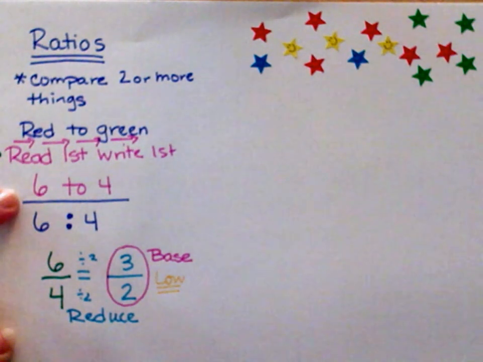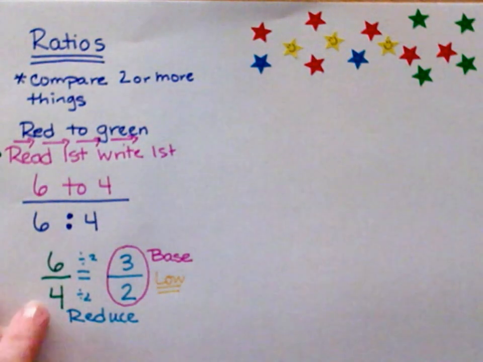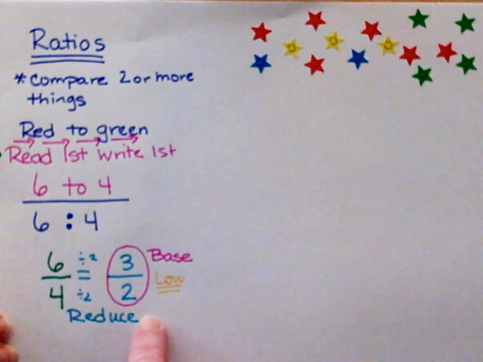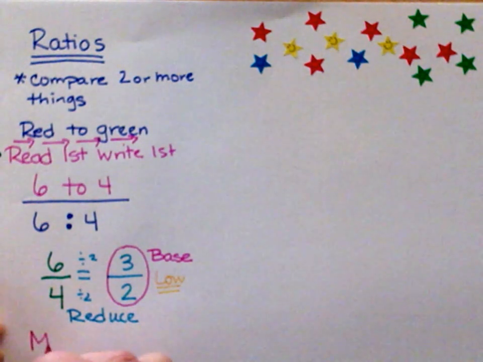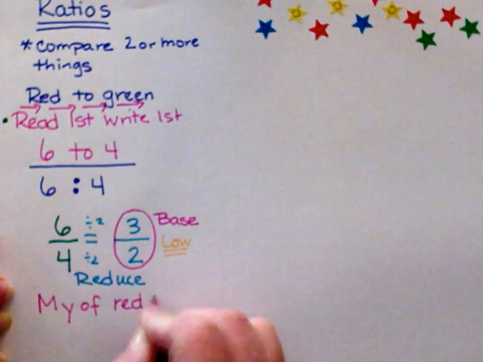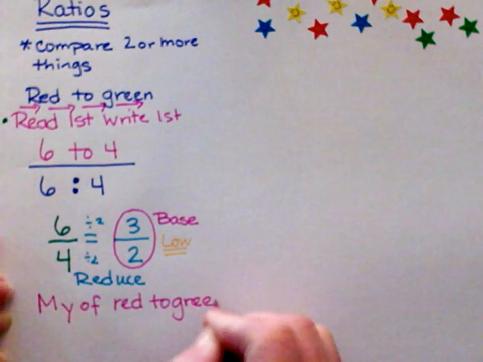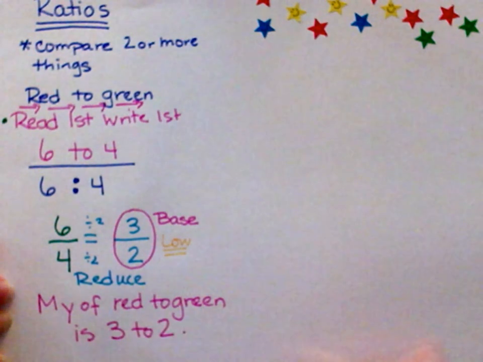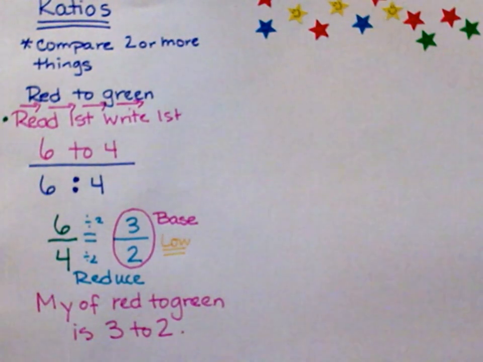So my first number, we can represent it as a colon or as a fraction, but we want to make sure that we also reduce our ratio. So in turning this back around, I would say my ratio of red to green is 3 to 2. And there's the sentence that states my ratio, my comparison of red stars to green stars.